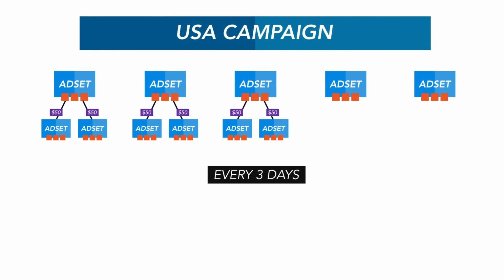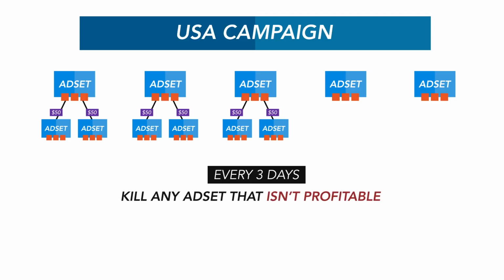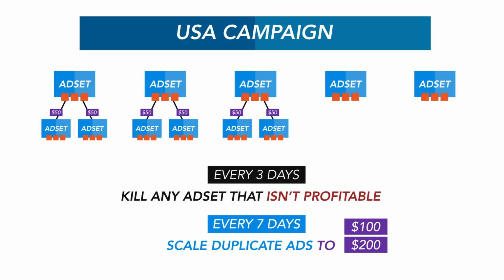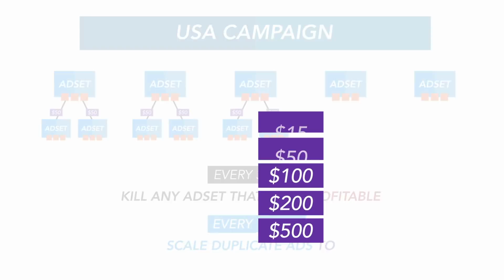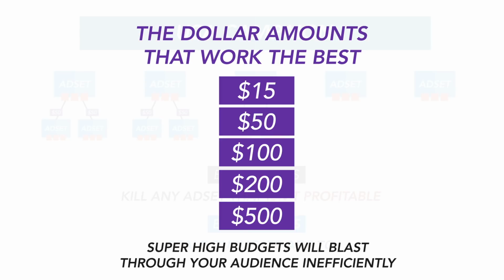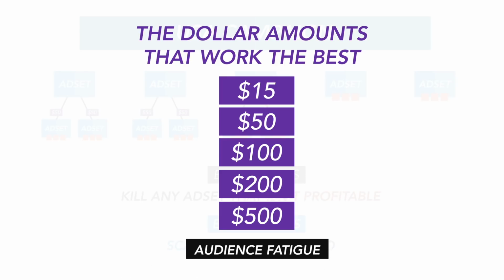Every 3 days, for new ad sets, you gotta repeat that cut process, and every 7 days, looking at a 7-day view on Ad Manager, you repeat the process to start scaling duplicate ads to $100, $200, and finally $500. These are the dollar amounts that I have found to work the best. You don't want budgets to be higher than $500 because super high budgets will blast through your audience inefficiently, and you will run into issues like ad fatigue and audience fatigue, which doesn't really happen at lower budgets.